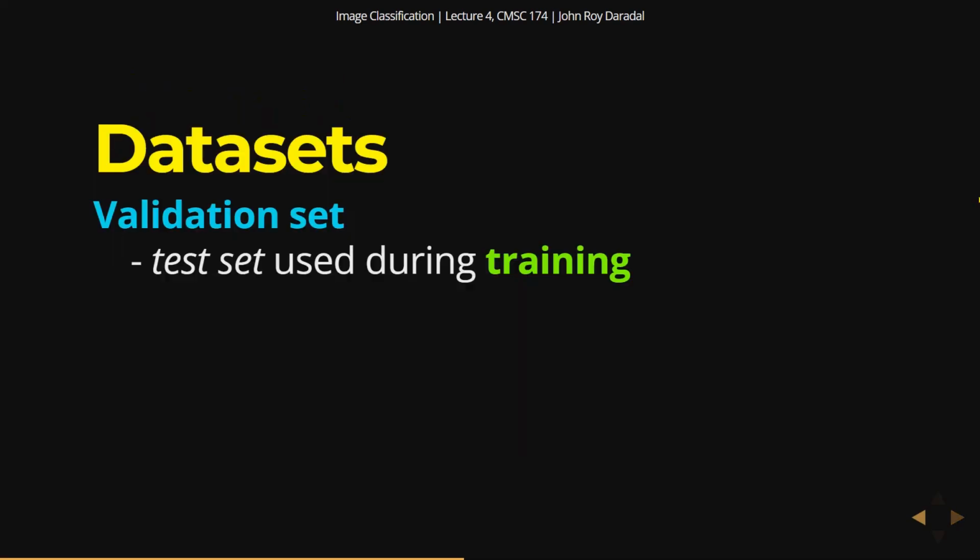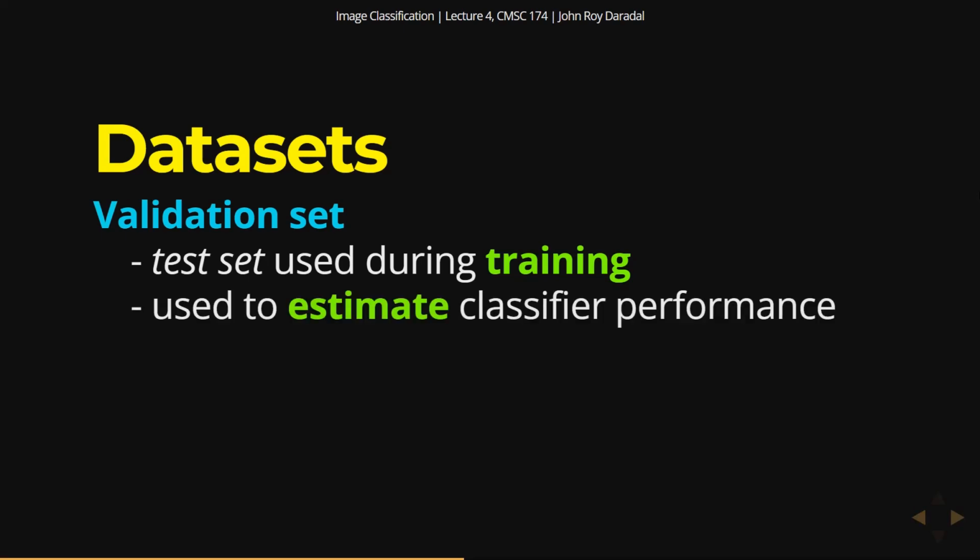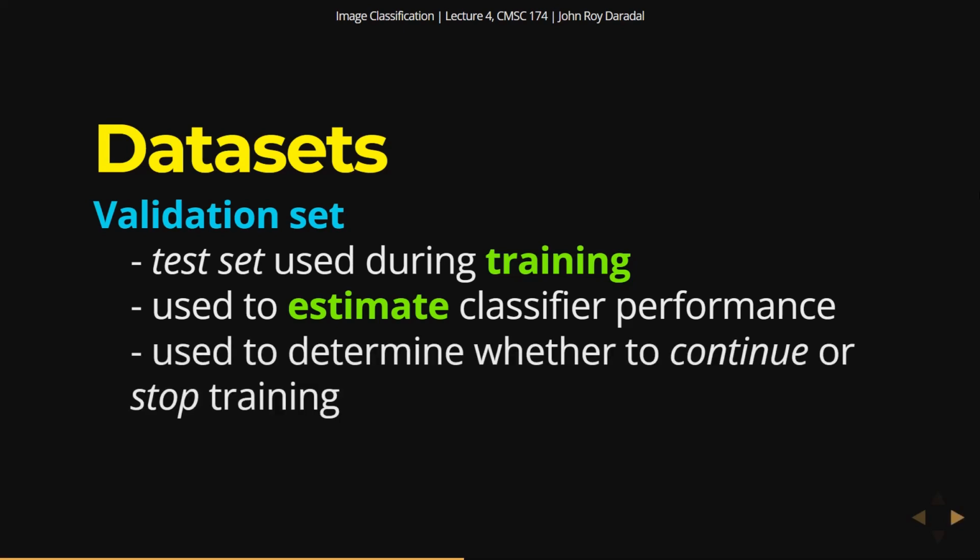And then the final one is the validation set, which is similar to the test set, but it's used during training, because the test set is used after training, right? The validation set is like a test set, but it's used during training to estimate the classifier performance. You use this to determine whether to continue or to stop training. So you train the classifier using the training set, and after that, you use the validation set to evaluate the performance of the classifier, and if it's already good enough, then you stop and make that the final model.